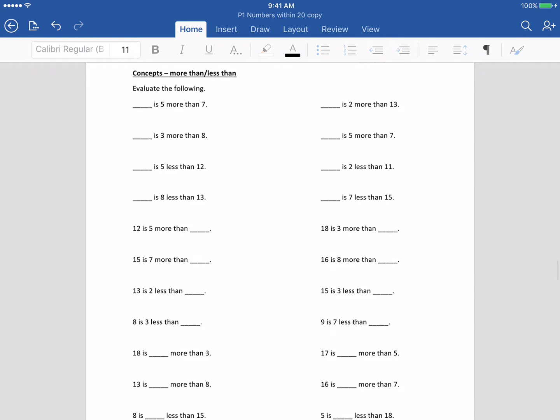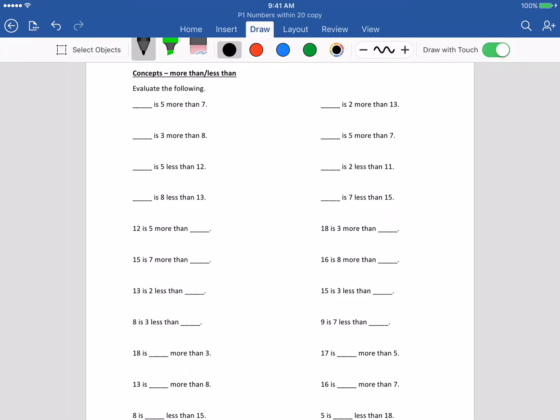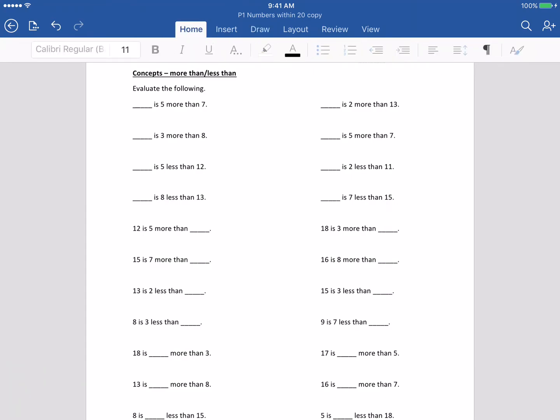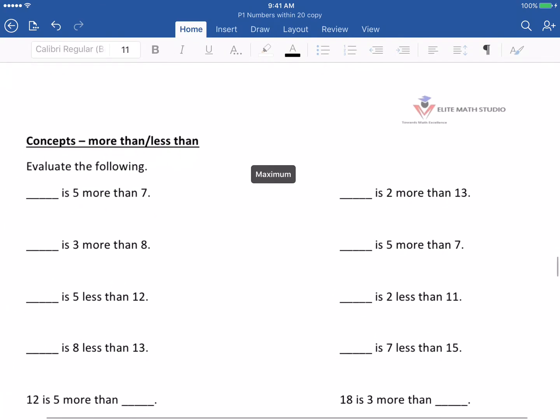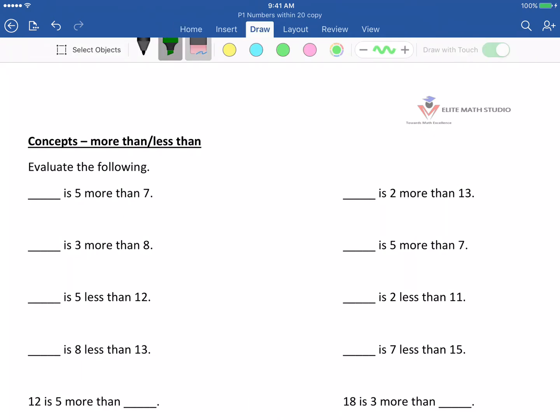Okay, the next one, this one, more than or less than. I think in the previous worksheet we also did the same, more than or less than. So let me zoom in first. Okay, so let's try. It's pretty simple. What number is 5 more than 7? So what number will be 5 more than 7? Just 5 plus 7. So the answer will be what?